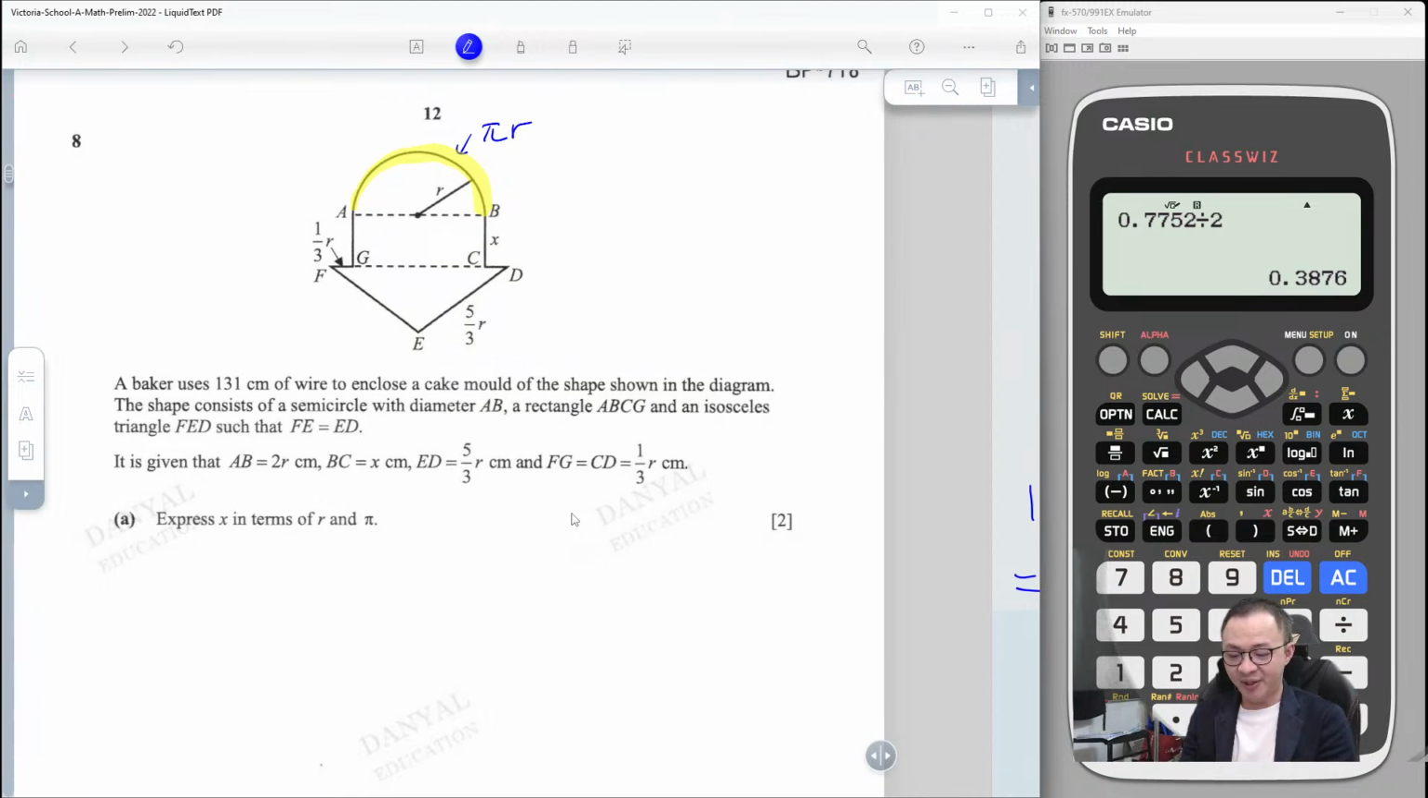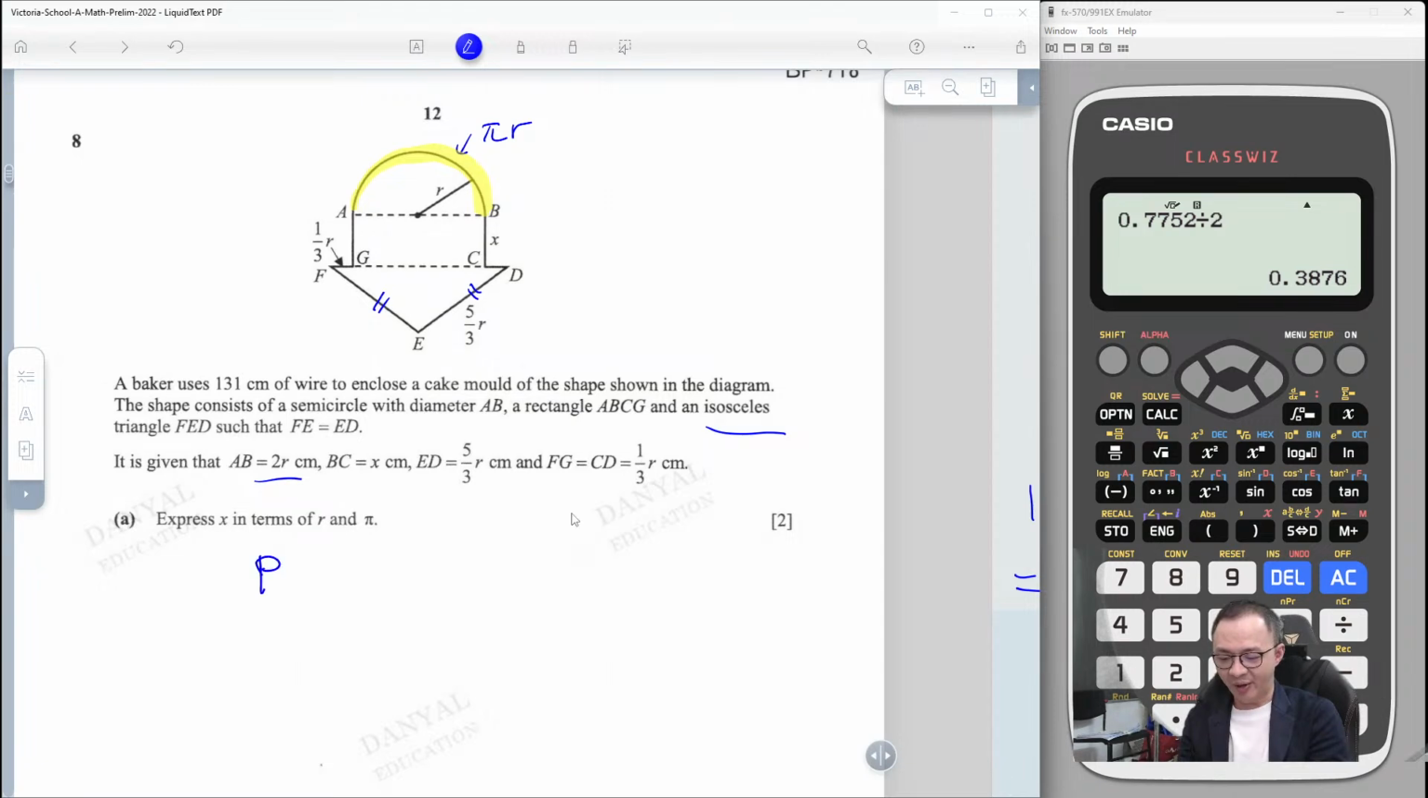Diameter of AB is 2r, given. The rectangle ABCG is a rectangle. And then we have an isosceles triangle. FE is the same as ED. Yeah, obviously, they already told us it's isosceles. Everything is stated over there, nothing to surprise us. Since they tell us about the wire, we literally need to understand they are telling us about the perimeter, isn't it? So yeah, we will do the perimeter.